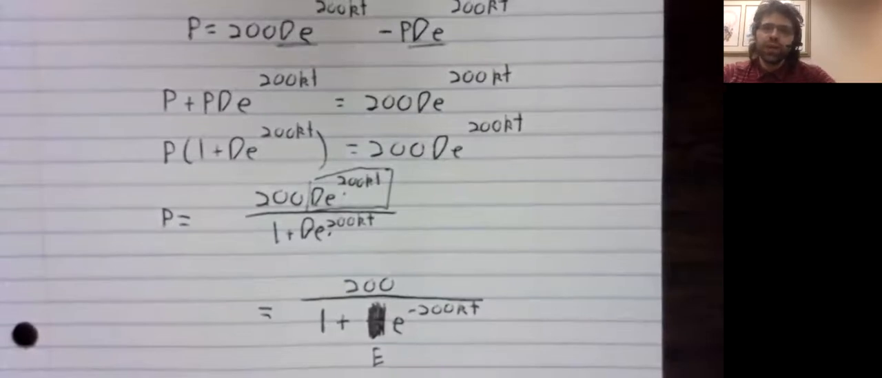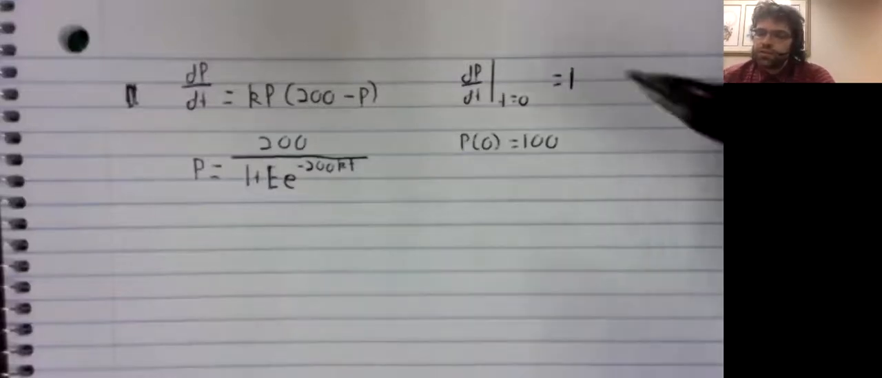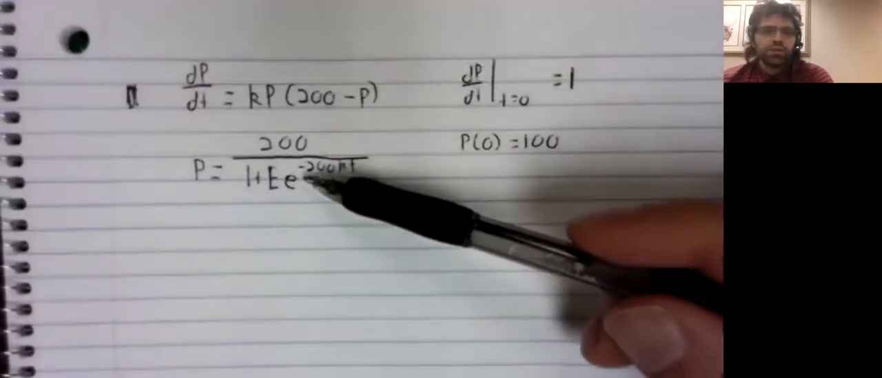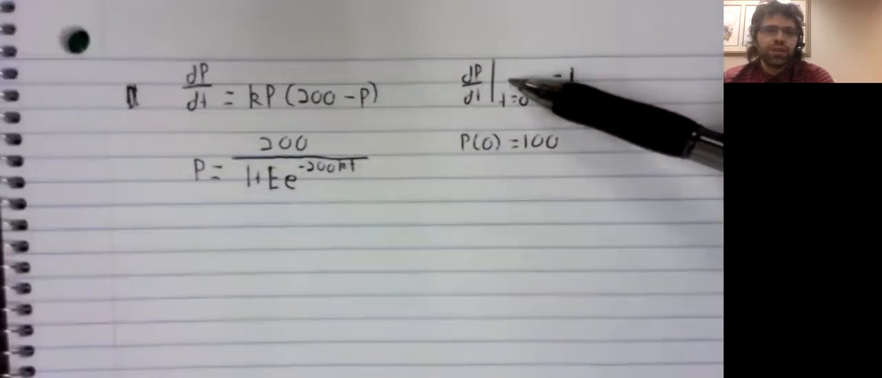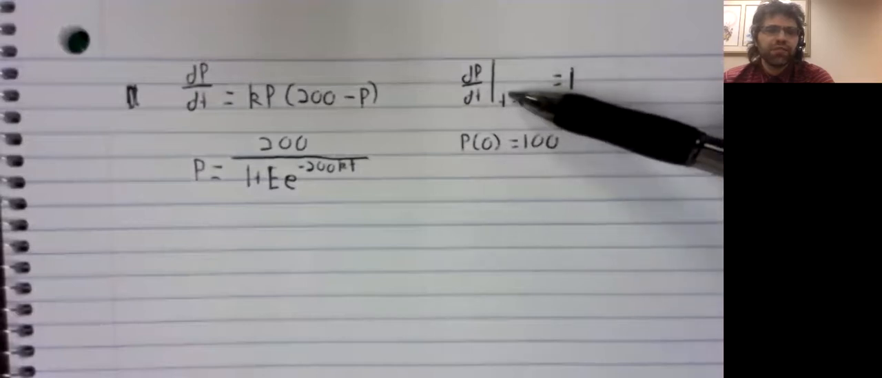And we have solved the differential equation, at least up to a point. We need to use our initial condition to find this constant, and we need to use our initial condition to find this parameter. And then we can set the population set t equal to whatever and solve the actual problem. Here's our differential equation. Here's our solution so far. Here's the data we have.